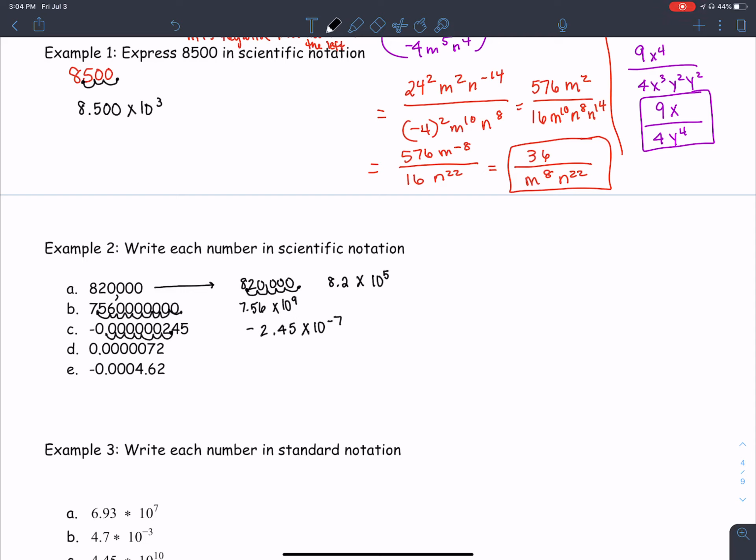Okay, let's do it again. Decimal point 1, 2, 3, 1, 2, 3, 4, 5, 6, 7.2 times 10 to the negative 6. This should not have an extra decimal there. So here we go. 1, 2, 3, 4. So negative 4.62 times 10 to the negative 4th.